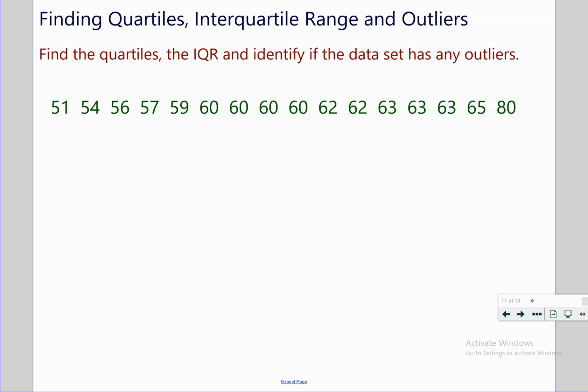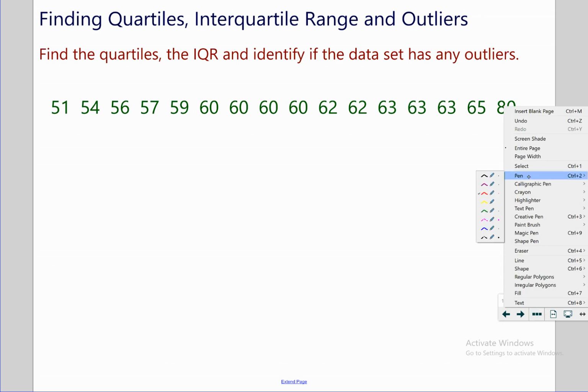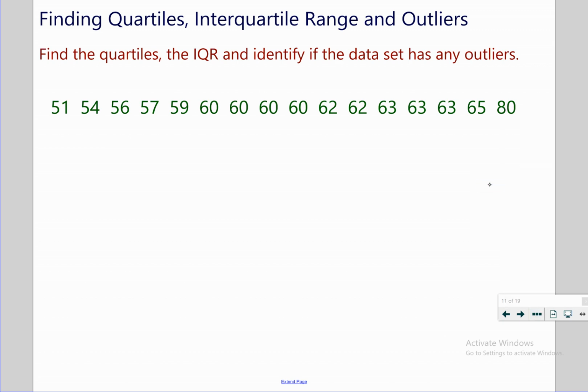All right, so we're going to find the quartiles, interquartile range, and then use the interquartile range to see if we have outliers. So let's start with dividing it in half. How many numbers do I have here? 1, 2, 3, 4, 5, 6, 7, 8, 9, 10, 11, 12, 13, 14, 15, 16. So I've got to split it 8 and 8. 1, 2, 3, 4, 5, 6, 7, 8. Right in the middle. So my median, my Q2, is going to be 60. Right in the middle of the 60s.